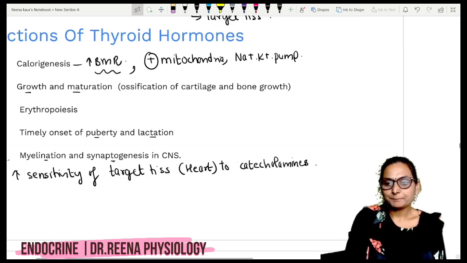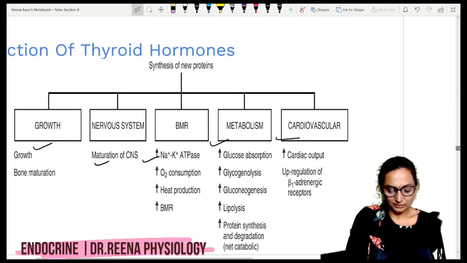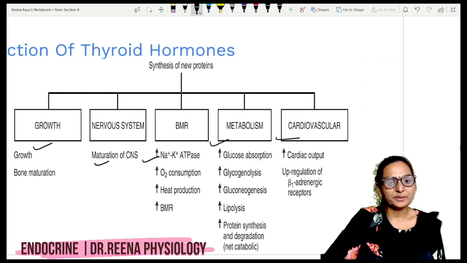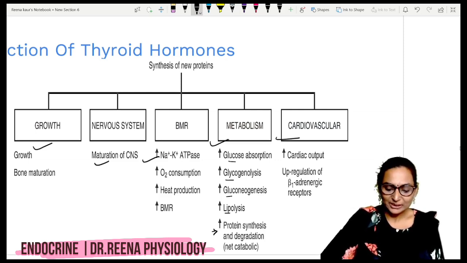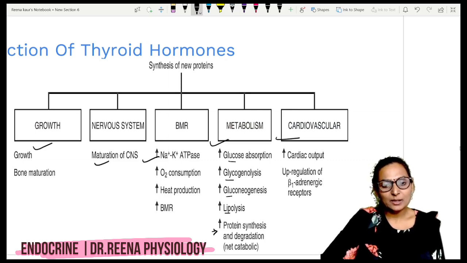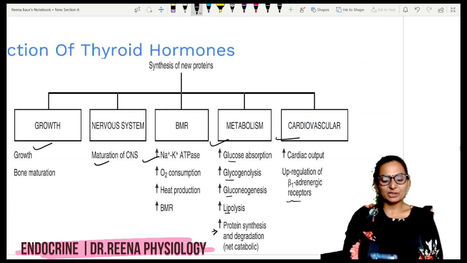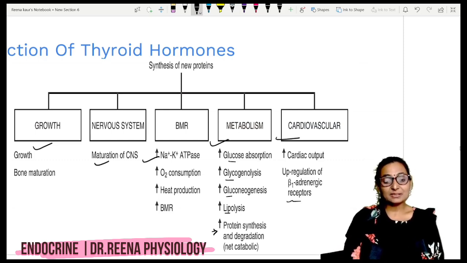Yes. Good. Now see. This is again a detailed one. If anything which is left can be taken from here. How is the BMR increased? By increasing the sodium potassium ATPase pump, oxygen consumption, heat production, BMR, metabolism, increased glucose absorption, glycogenolysis, gluconeogenesis, lipolysis. Overall, it has got a catabolic effect on proteins. And hyperthyroidism will result in a myopathy, weakness in the muscles. Increase in cardiac output because of the upregulation of the beta adrenergic receptors. Like I told you, it increases the sensitivity of target tissues to catecholamines.